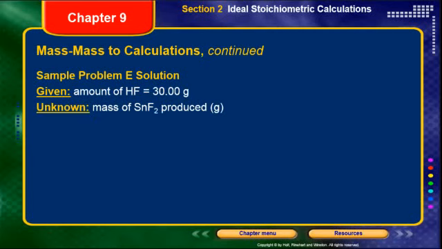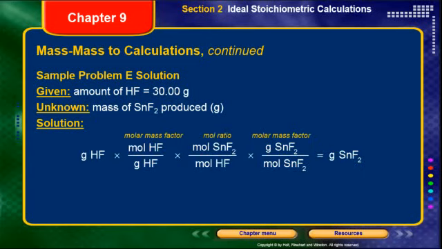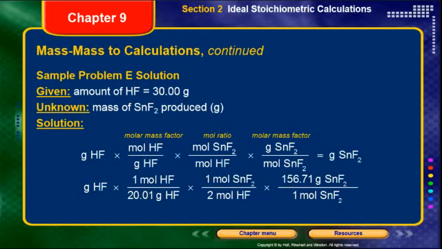We've been given 30.00 grams of hydrogen fluoride. We want to calculate the mass of tin 2-fluoride that's produced. Again, both of these are in grams. So for my solution, I'm going to set up my conversion factors first, units first, I should say. Been given grams of hydrogen fluoride, use a molar mass of hydrogen fluoride to get to moles of hydrogen fluoride. Then I can use a mole-to-mole ratio to go between hydrogen fluoride and tin 2-fluoride. Once I'm in moles of tin 2-fluoride, I can use the molar mass of tin 2-fluoride to calculate the grams of tin 2-fluoride. All right, let's plug in those molar masses and the mole ratios.